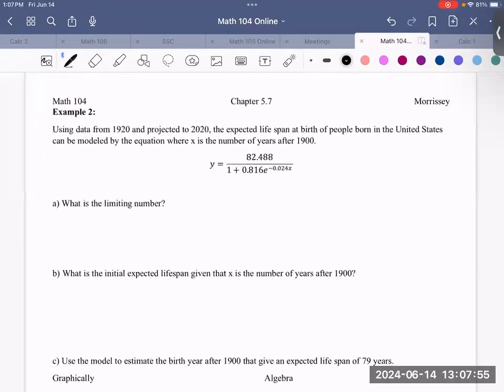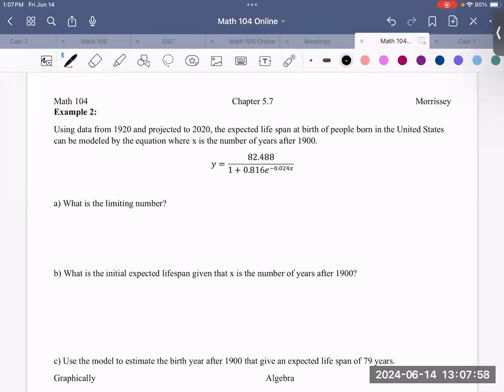Now let's try an actual example. So we've graphed it. We can certainly do things on our graphing calculator to come up with these answers. So it says, using the data from 1920 and projected to 2020, the expected lifespan at birth of people born in the US can be modeled by the equation where X is the number of years after 1900. What does that mean? So that sentence means when we're talking about the year 1900, X is really going to be a 0. So when X is equal to 1, we're talking about 1901 and so forth.